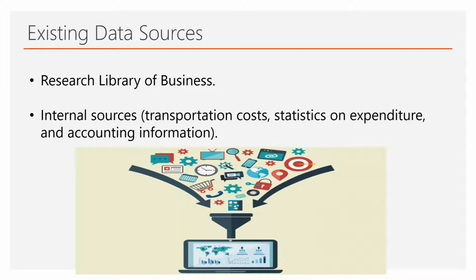Existing data sources, a research library of business. They have ABI, I think, databases that are in there, items for business, items for accounting. So there's external resources that are being used in order to collect information. In addition, you have internal resources that can be used from a company. Transportation costs are examples, or statistics on expenditures and accounting information.